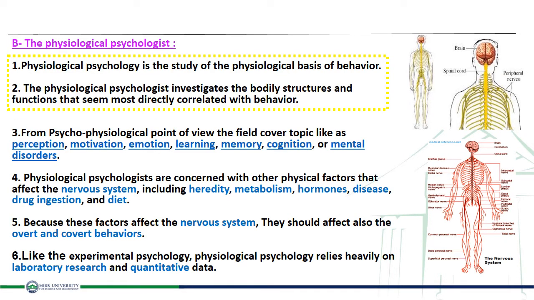Now we'll move to the second subtype of the basic psychologist. The second subtype is the physiological psychologist. The first two points are to define physiological psychology as a discipline and the physiological psychologist as a professional. What about physiological psychology? Physiological psychology is the study of the physiological basis of behavior.